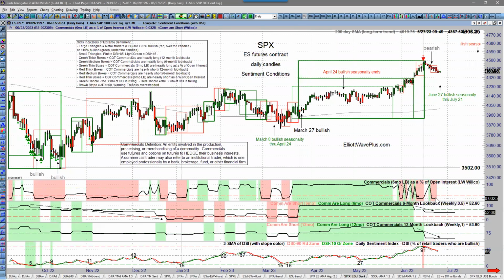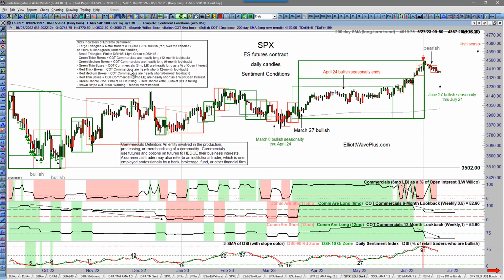But what's happening now on the S&P? Well, commercials are all of a sudden showing that they want to hedge. And so they're coming off of extreme readings at the same time as we got a 91 DSI on the ES contract. On June 15, one day prior to the top tick, 91% of retail traders were bullish. That is rarefied air when it comes to the DSI.